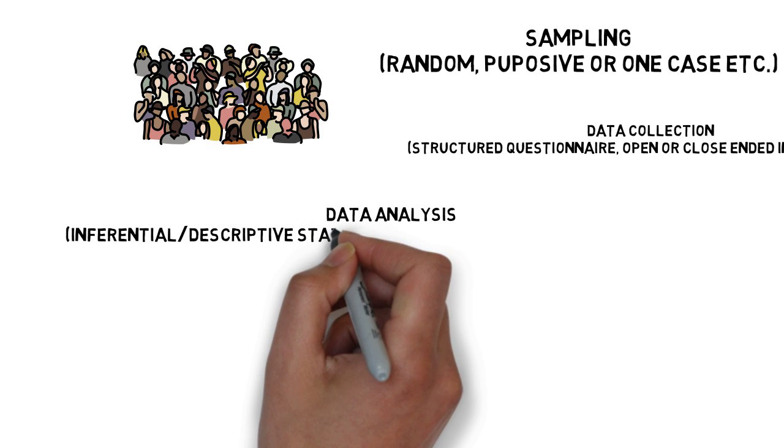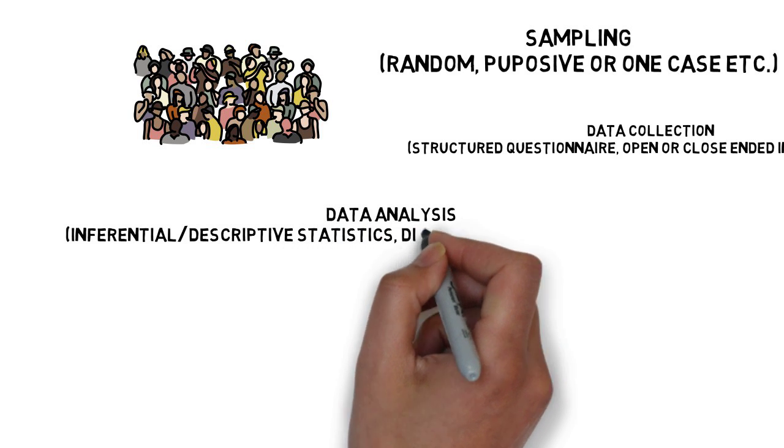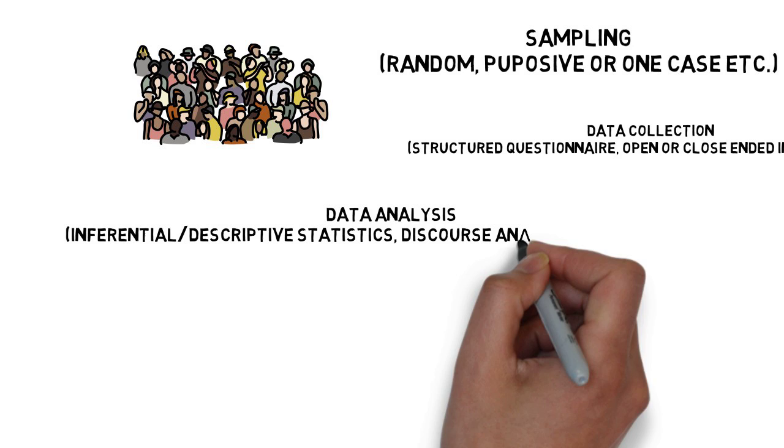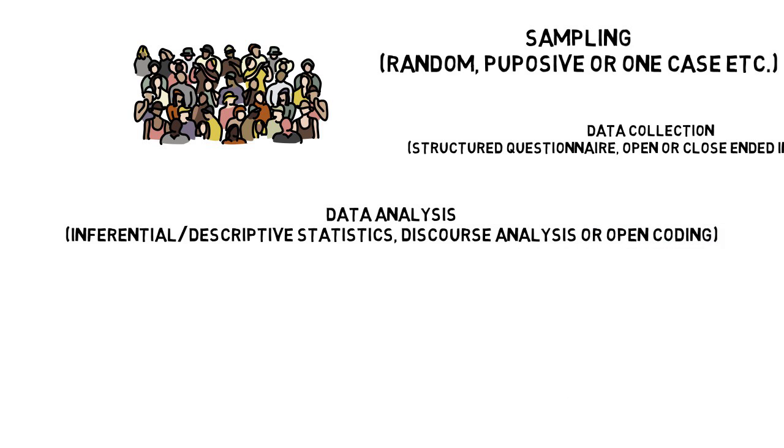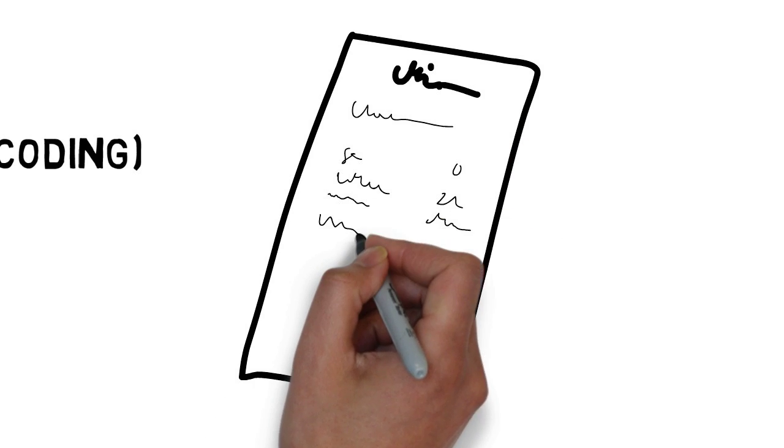Another important thing is how you're going to analyze your data. Your data analysis can be in the form of inferential or descriptive statistics. It can be a discourse analysis, which is usually done in qualitative research, or it can be open coding.